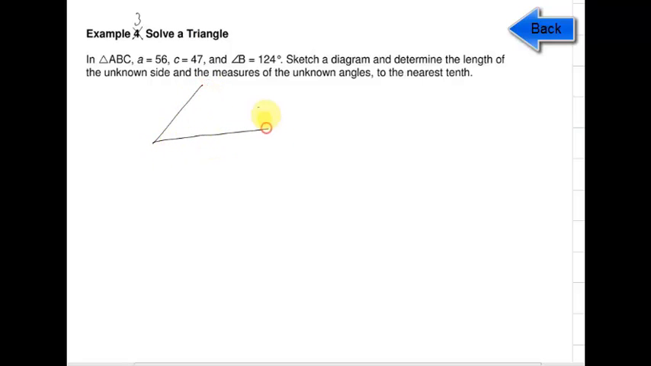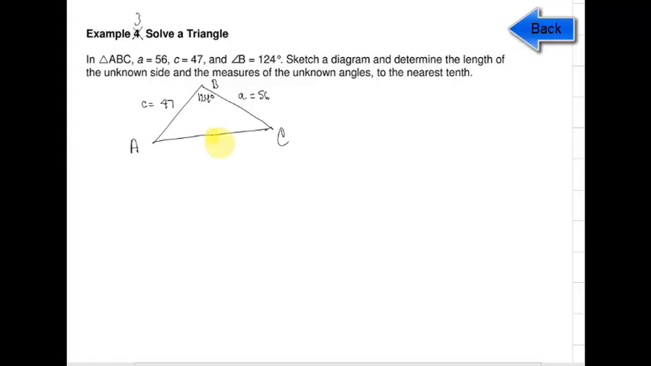I know that B is 124 degrees, so that's my obtuse angle. And this is A, and this is C. Opposite angle A is side A, which is 56, and opposite angle C is side C, which is 47. So you're going to be looking for angle A, angle C, and side B.